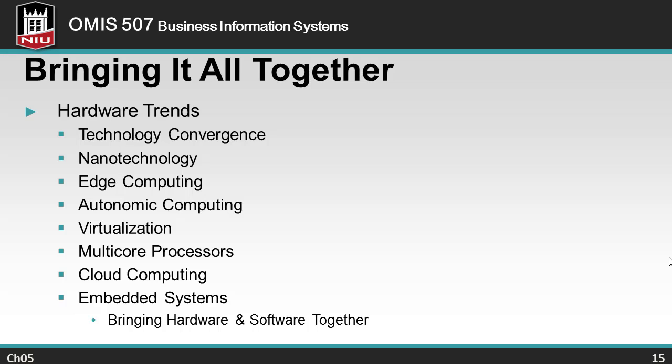Nanotechnology is creating smaller and smaller computers, some so small that they can be swallowed. Edge computing moves data processing to the edge of a cloud network, improving reliability, speed, and functionality. Autonomic computers manage themselves based on higher level rules.